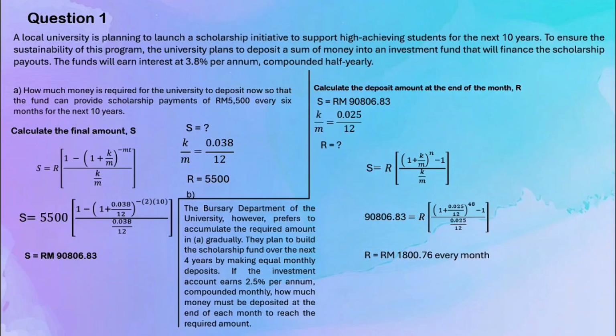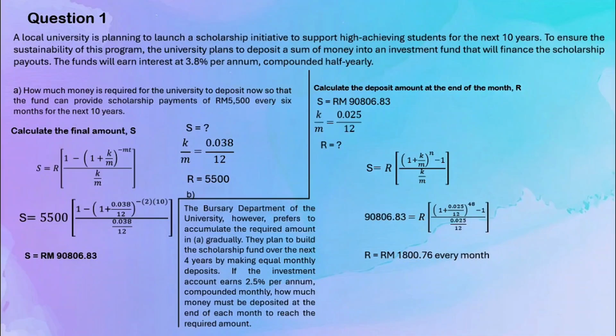B. The bursary department of the university, however, prefers to accumulate the required amount in A gradually. They plan to build the scholarship fund over the next 4 years by making equal monthly deposits. If the investment account earns 2.5% per annum, compounded monthly, how much money must be deposited at the end of each month to reach the required amount?